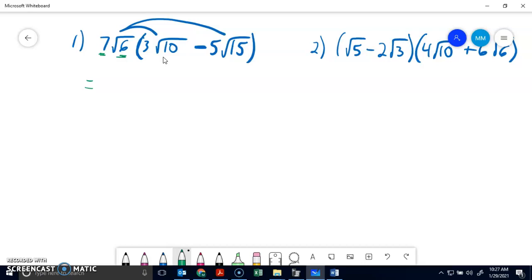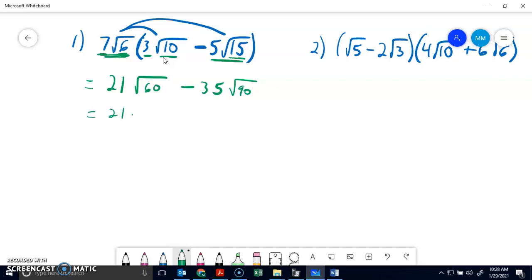So we're going to go in the first term. My outside numbers are 7 times 3. Inside numbers, 6 times 10, so square root of 60. And then when I multiply and distribute it to the second term, 7 times 5 is 35. Inside numbers, 6 times 15 is 90. Now seemingly we might be done here, but we're not. We still need to simplify this and break it down.